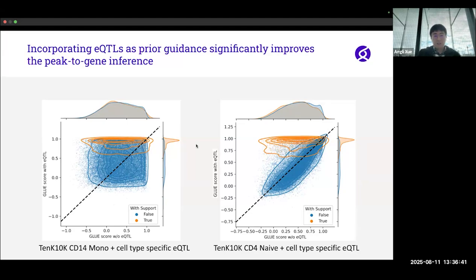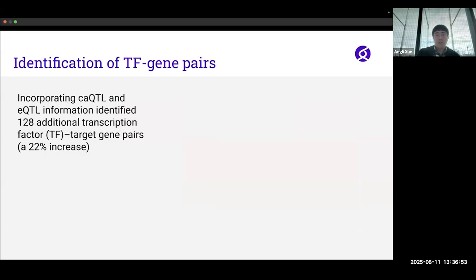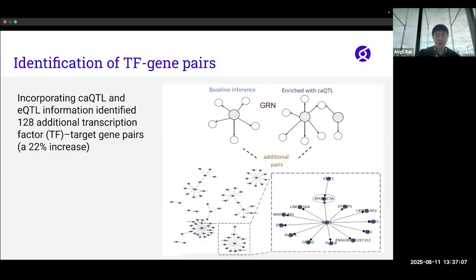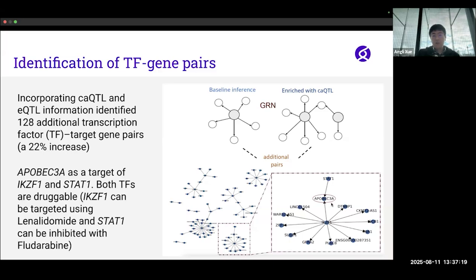And then since we have enhanced peak-to-gene inference, if we put this peak-to-gene relationship into the gene regulatory network, can we identify additional gene-gene interactions? The answer is yes. When we incorporate the caQTL and eQTL information, we identify more than 100 additional transcription factor and target gene paths, which is a 22% increase compared to the baseline inference without any QTL information. So this is an example that we identified from a specific network, the APOBEC3A gene, and it is not identified when we didn't include the caQTL and eQTL signals.